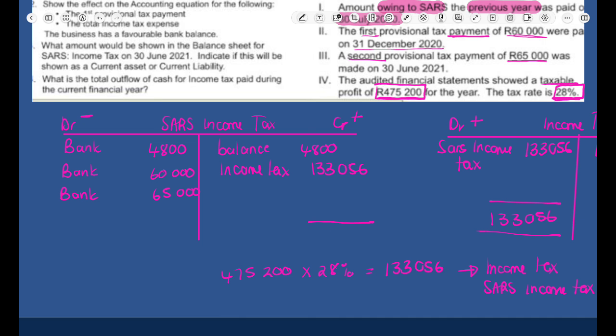So we need to go and find out which side is the bigger side. So in the test, what you do is you add both sides, your debit side and your credit side, and you see which side is bigger. So in this case, the bigger side is the credit side, which is 133,056 plus the 4,800 to give me 137,856, right?